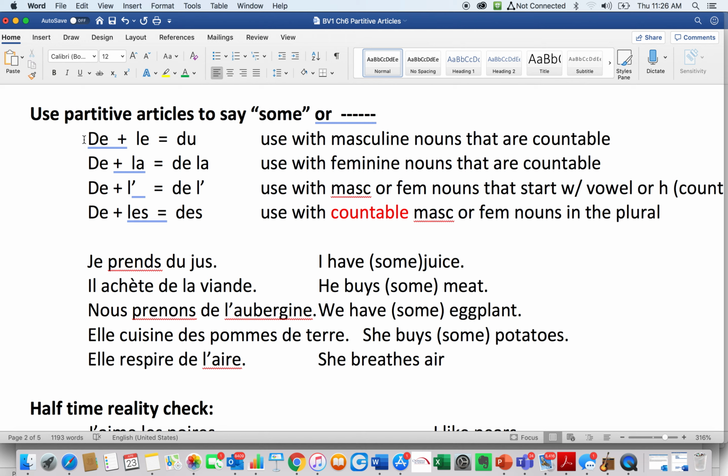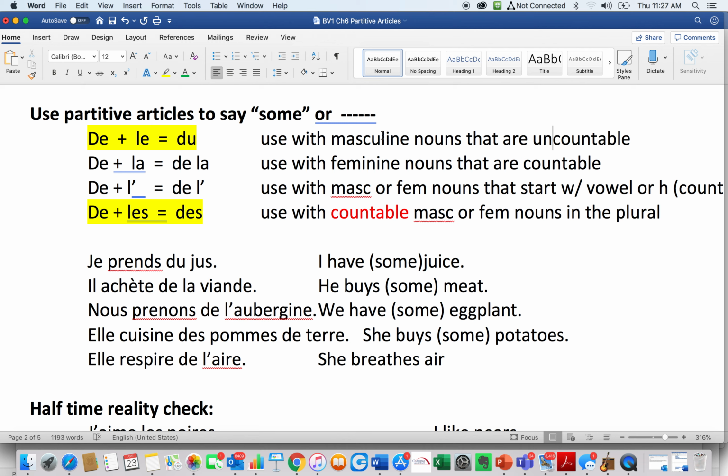So a partitive article is based on de plus le, la, or les, which is a definite article. So it's de plus this kind of article. De plus le is du. So this changes, so we're going to highlight it. De plus la stays de la. It does not change. De plus l'apostrophe does not change. De plus les does change. It turns into des. So we use du with masculine nouns that are uncountable.